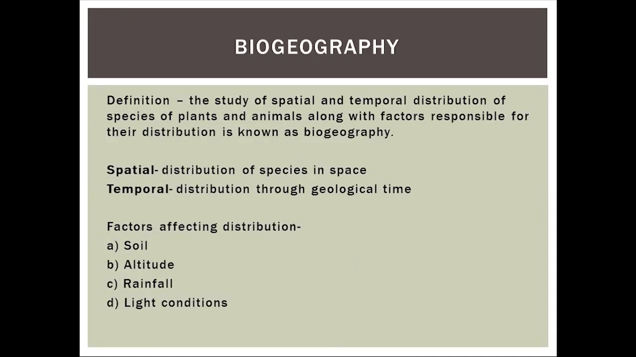And then we have seen biogeography. The definition of biogeography: the study of spatial and temporal distribution of species of plants and animals, along with the factors responsible for their distribution, is known as biogeography. So, spatial distribution means distribution of species in space, and temporal distribution is distribution through the geological time. Factors that affect distribution of species are soil, altitude, rainfall, and light conditions.